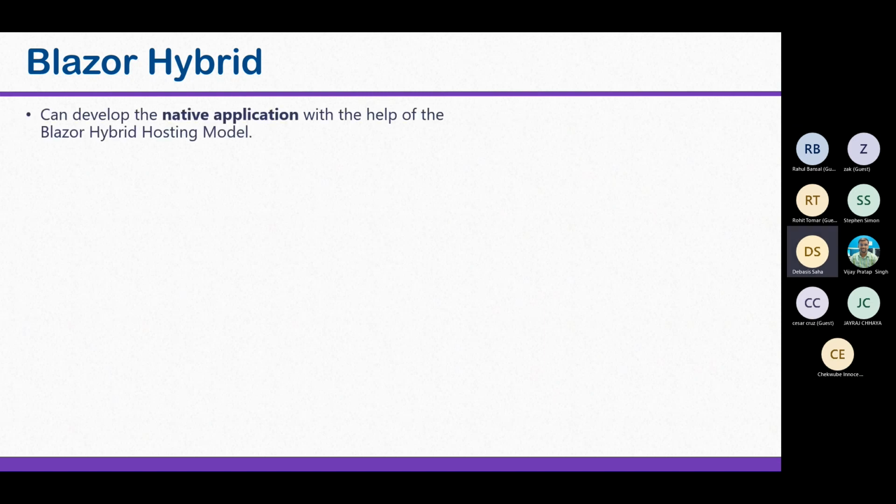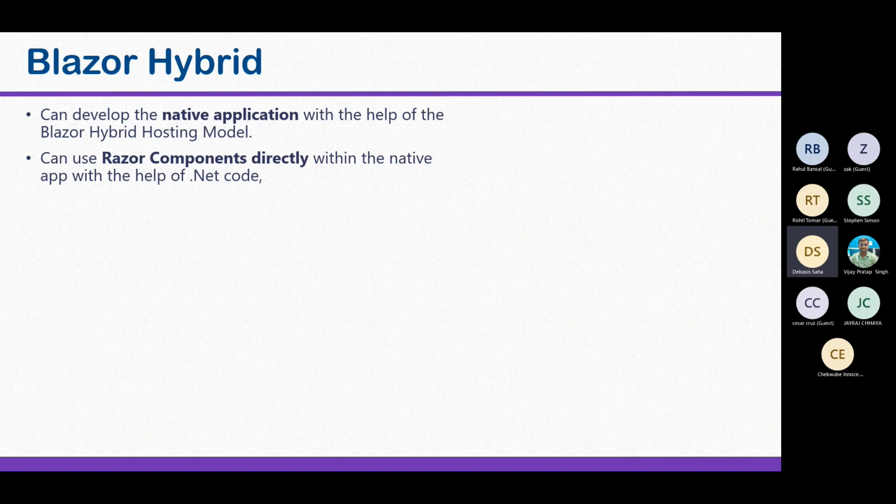So except for these two models of web application, there is another model called Blazor Hybrid. Blazor Hybrid is basically used to develop native applications with the help of the Blazor Hybrid hosting model. It can use Razor components directly within native apps with the help of .NET Core, because the Blazor Hybrid model only focuses on mobile-based applications.